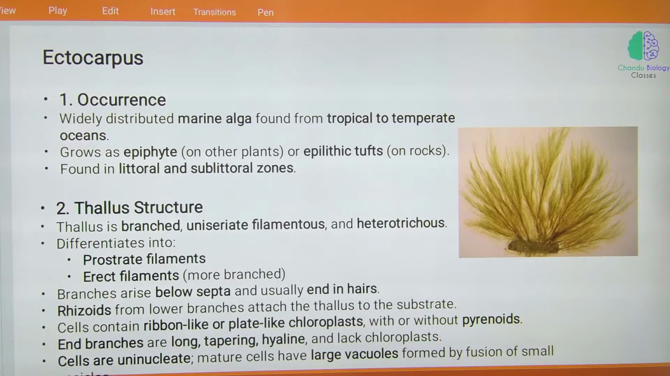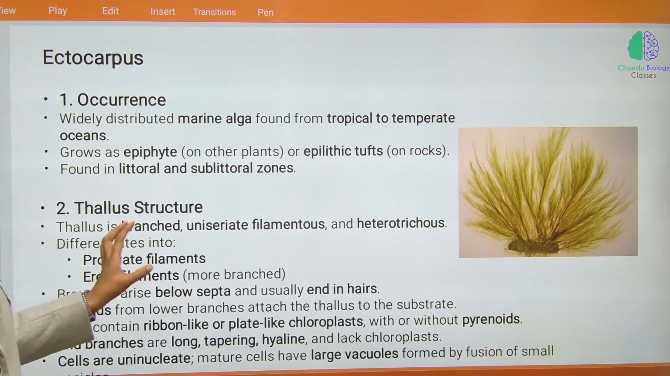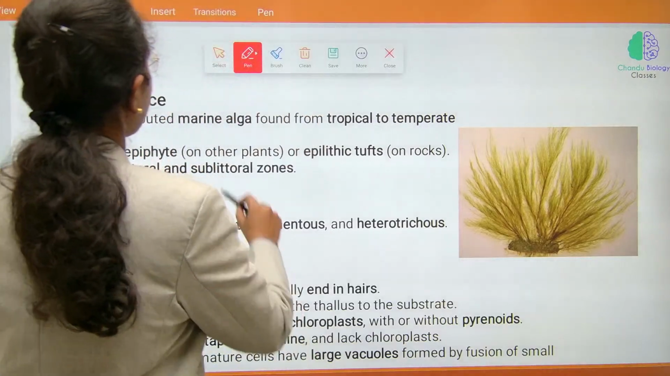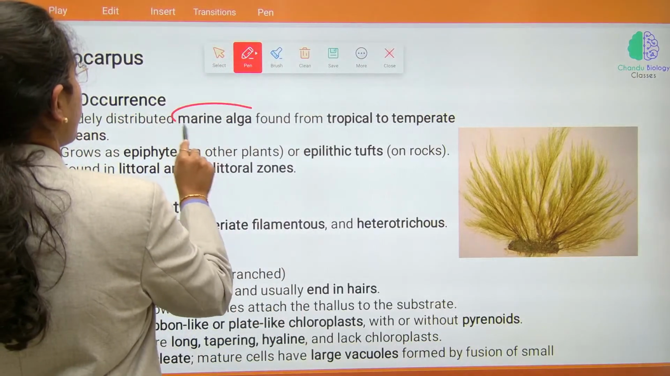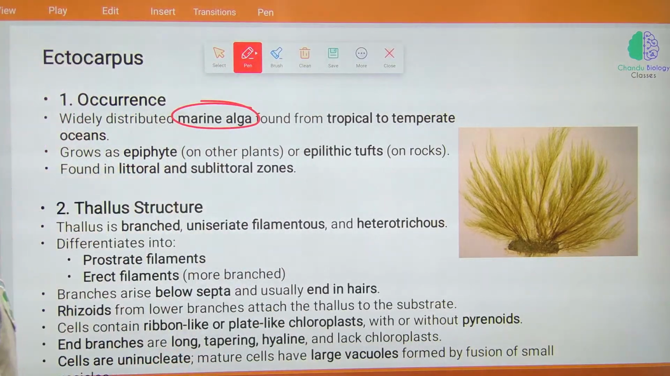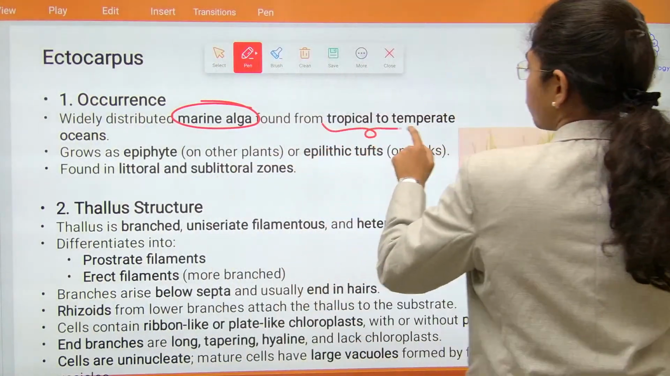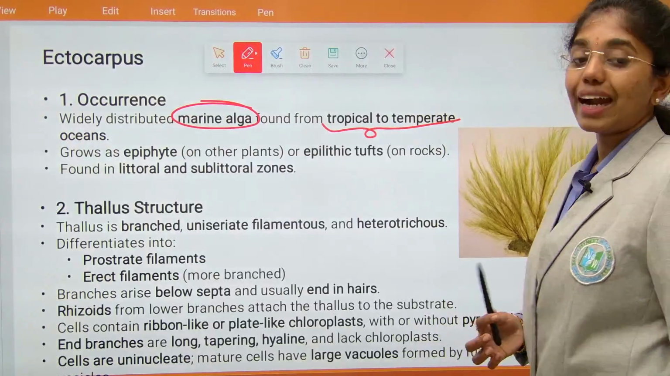Now we will move on to a type study. First is about Ectocarpus. Where is Ectocarpus actually present? Occurrence: these are widely distributed marine algae, found in both tropical and temperate oceans.